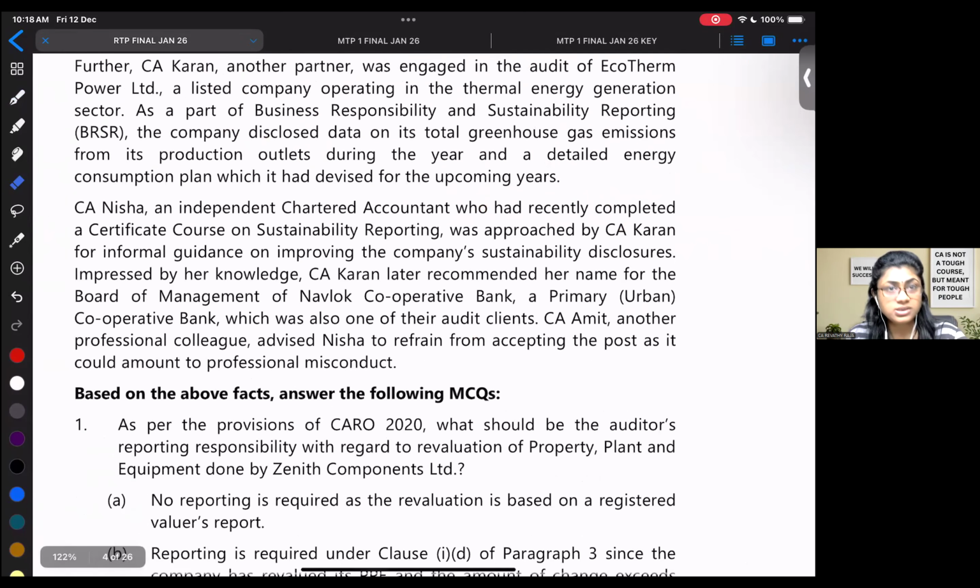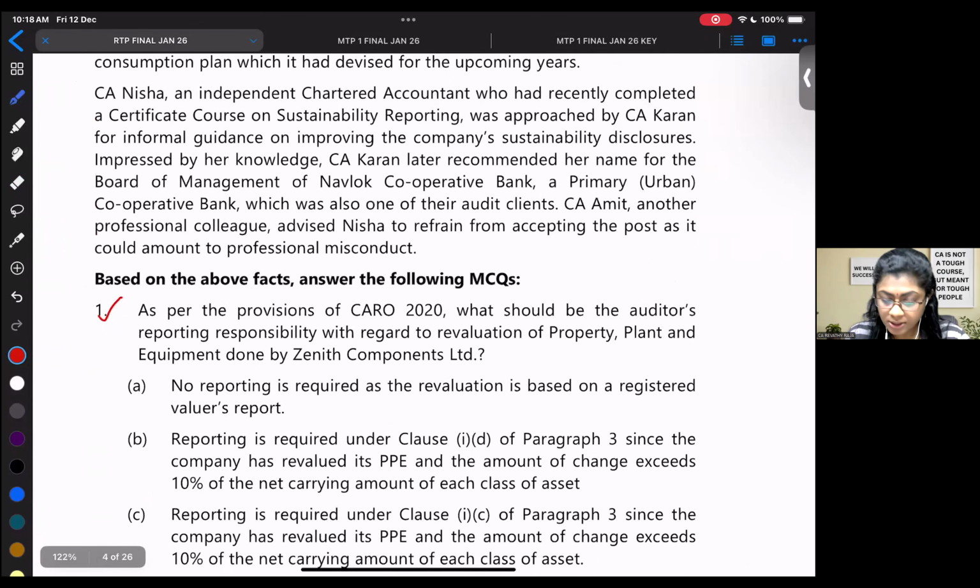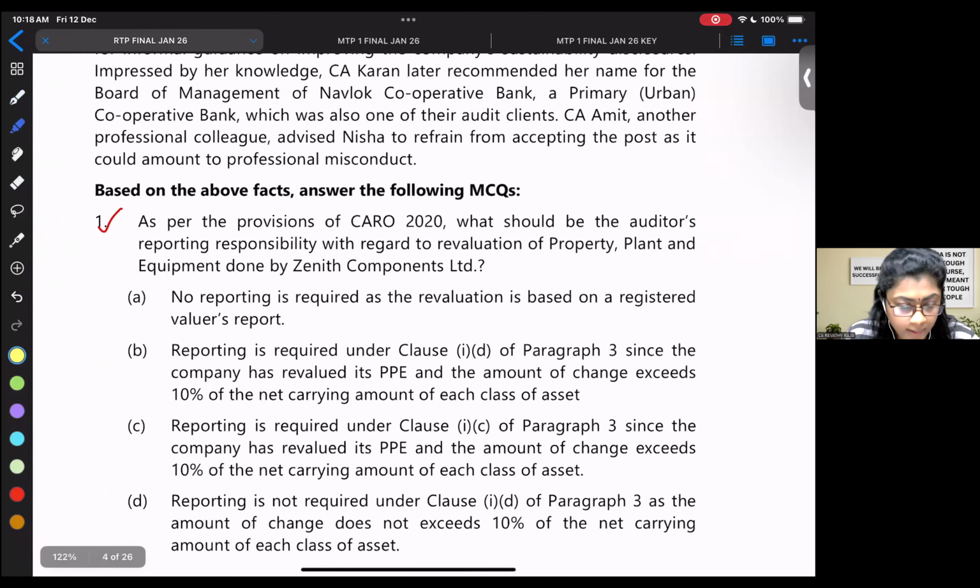So it's a very big case scenario. Directly we are going to the first question. Okay. Please read. As per the provisions of CARO 2020, what should be the auditor's reporting responsibility with regard to revaluation of PPE, property, plant and equipment, by Zenith Components Limited?